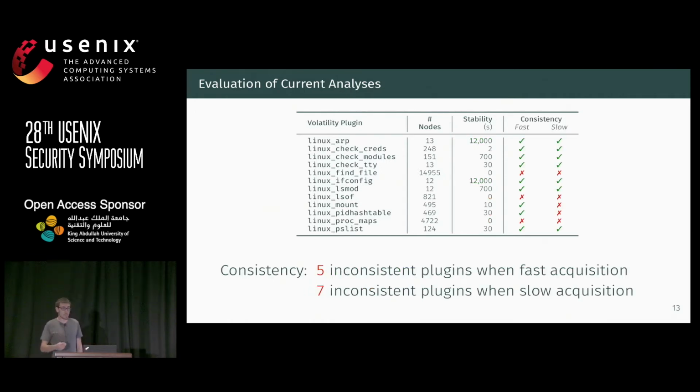But the most interesting result, for sure, came when we started to look at the consistency of these plugins. And in this case, we found out that depending on the speed of acquisition, 5 to 7 plugins are inconsistent. And here, of course, the result of the inconsistency really depends on which edge is inconsistent. If the edge is, let's say, at the very beginning of this analysis, then the plugin might not return any output. But it can also happen that the plugin reports some wrong output.